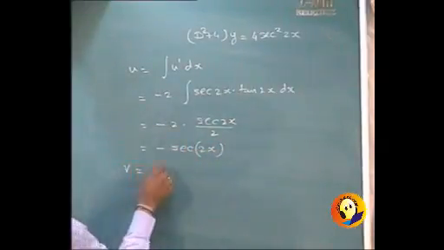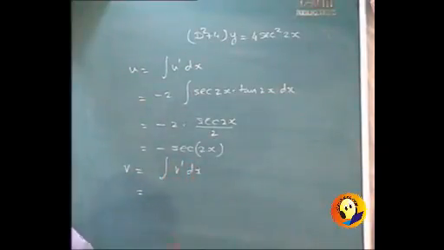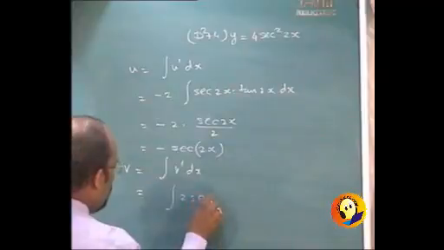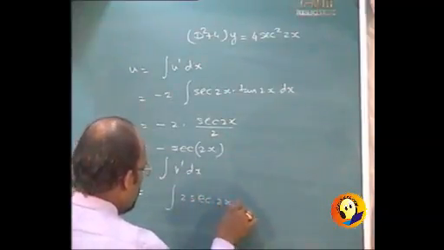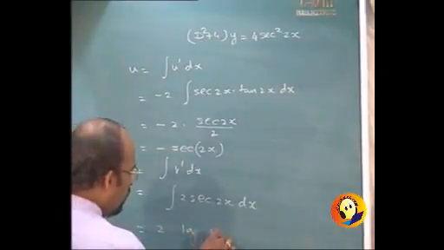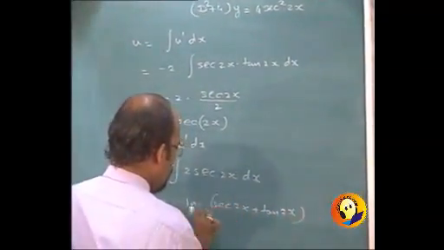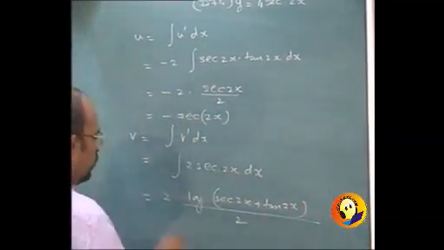and v will be integral v dash dx, which will be integral of 2 sec 2x dx. Integration of sec is log of sec plus tan, so it will be twice log of sec 2x plus tan 2x divided by the coefficient, which is 2, which cancels.